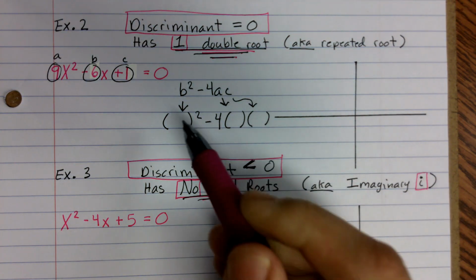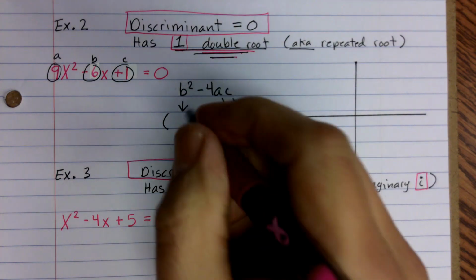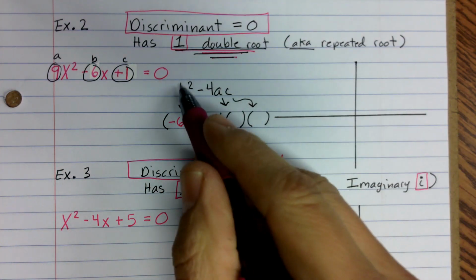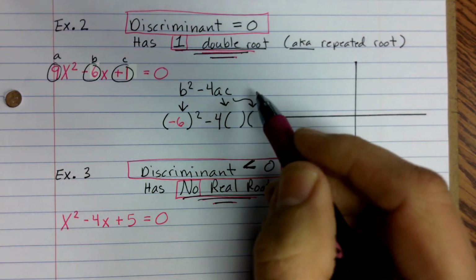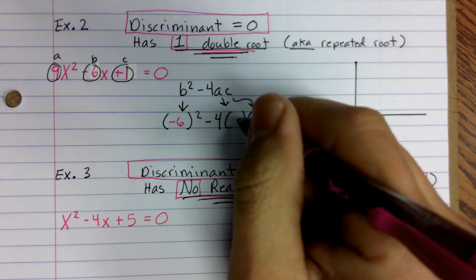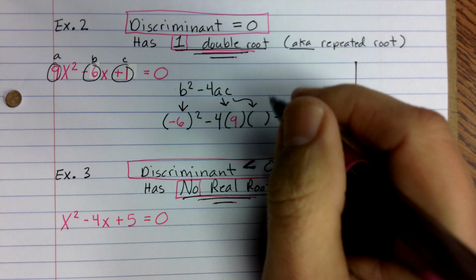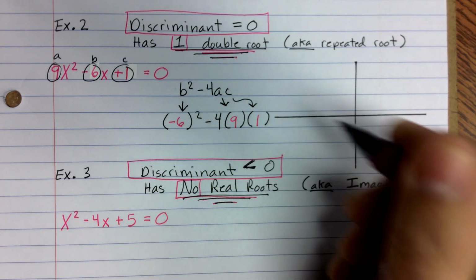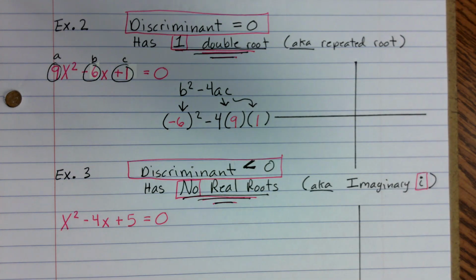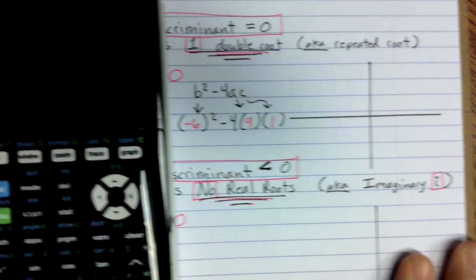So if I put those, notice we put b first, so we get our -6 and place it in place of the b in parentheses. And then I'm going to get my a value, which is 9, and put it in place of a. And my c value is 1. I'm going to go ahead and put it in place of c. And now I'm going to type this in the calculator real quick, and we'll see what we get.